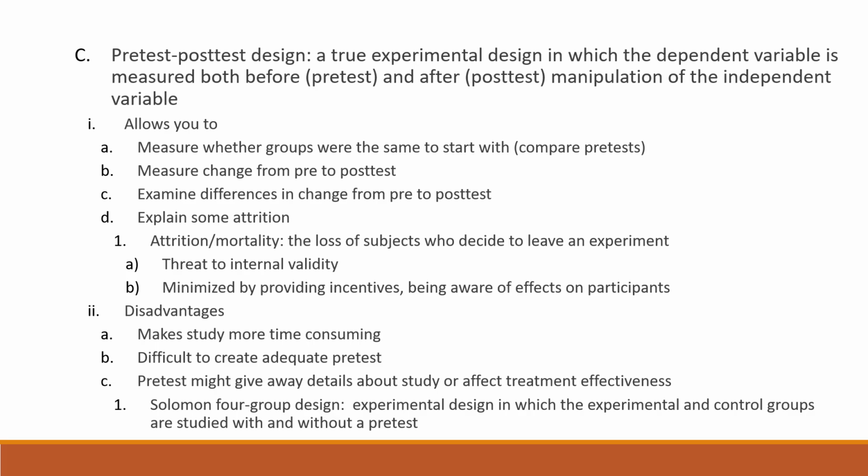But say that the ones who left were the kids with the lowest math scores who would have benefited the most from that intervention. It might look like that intervention was not effective. Having the data on who dropped out and what their original scores were will help us to identify this. We can also minimize this issue by providing incentives and being aware of the effects on participants, such as measuring their interest or engagement. There are disadvantages as well.